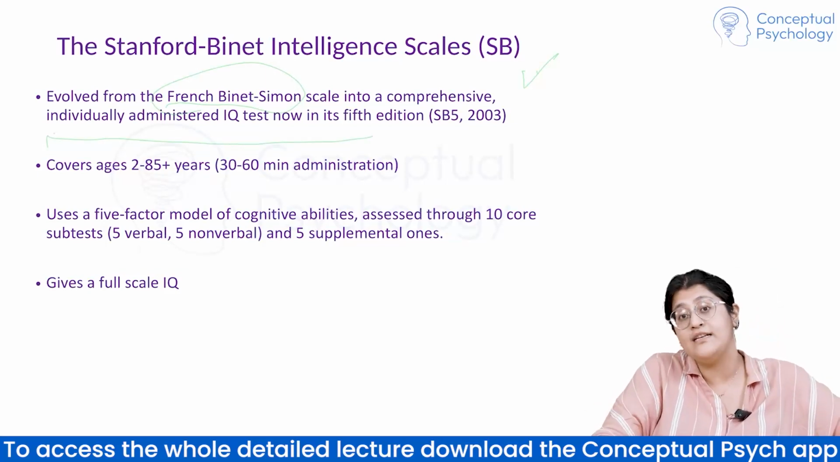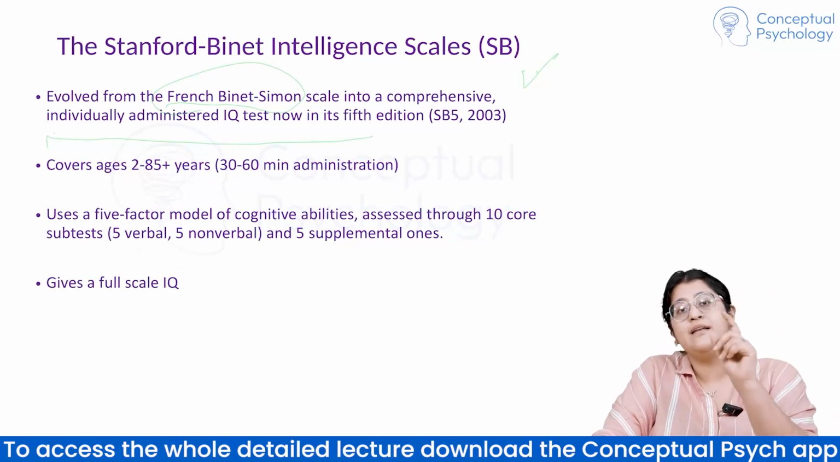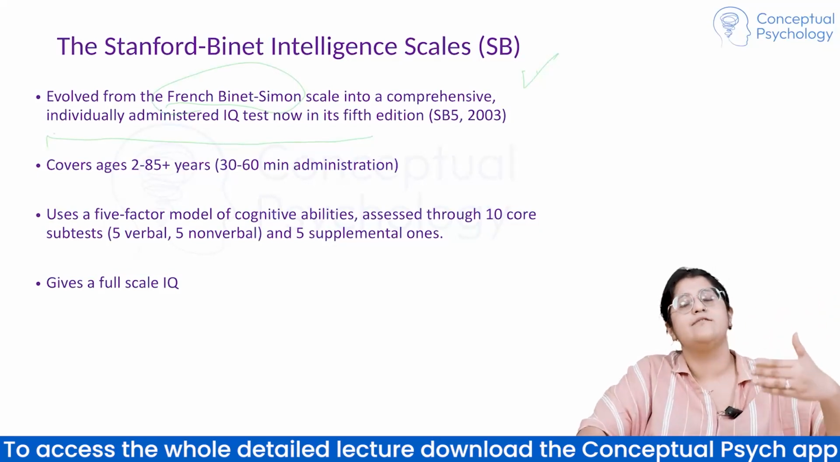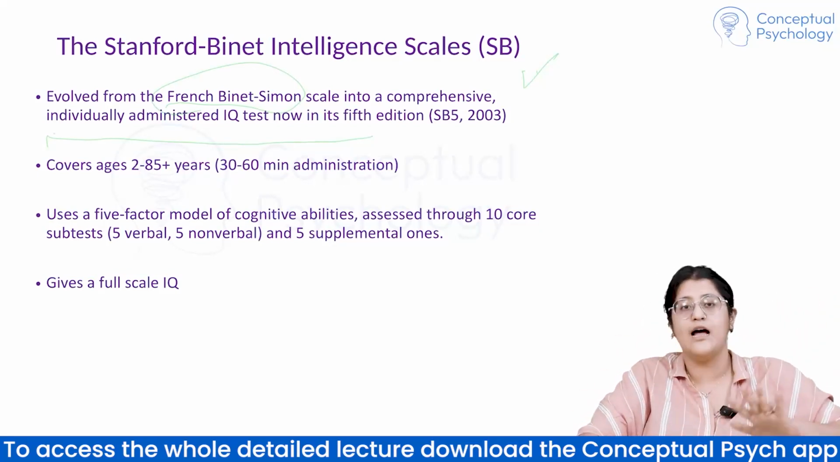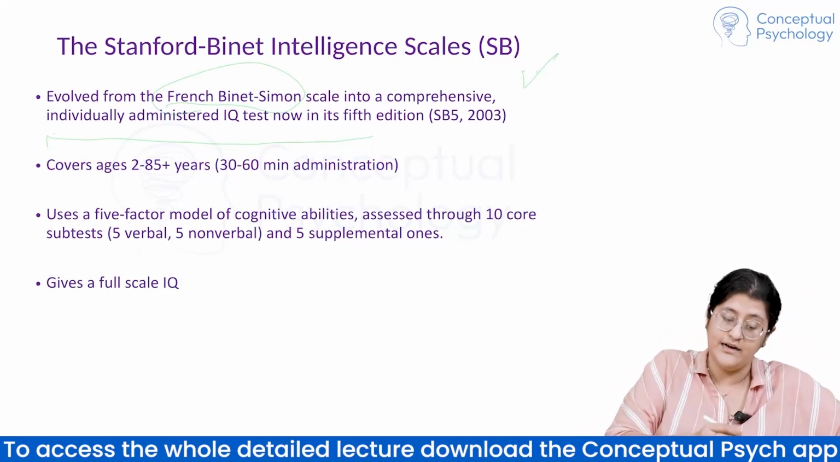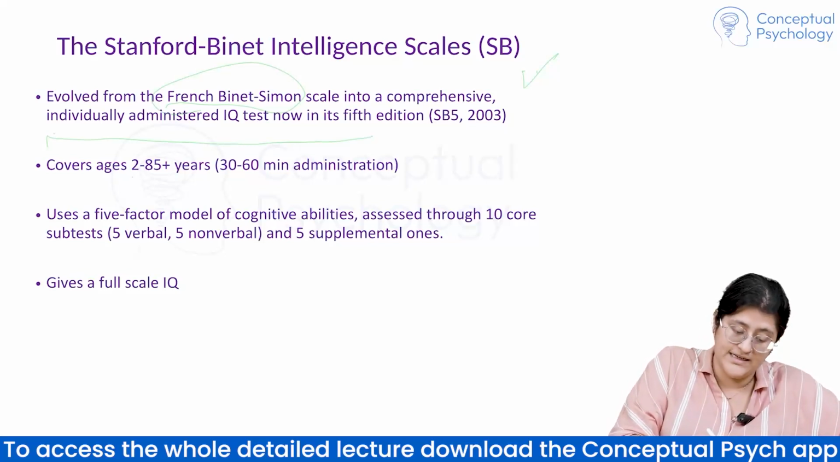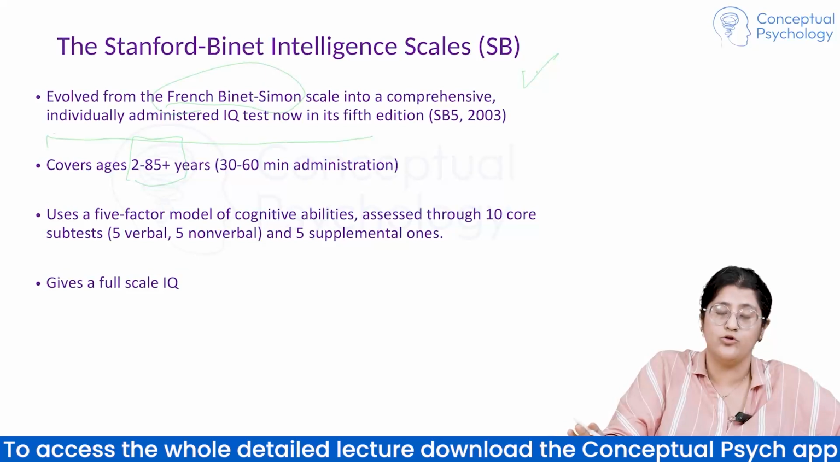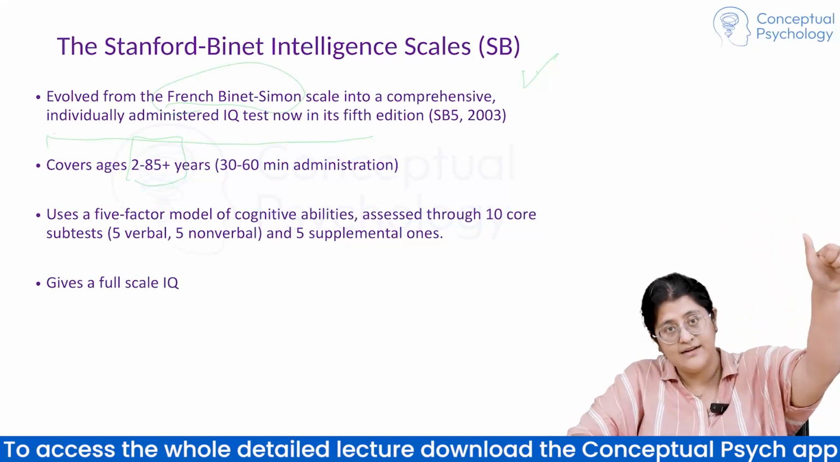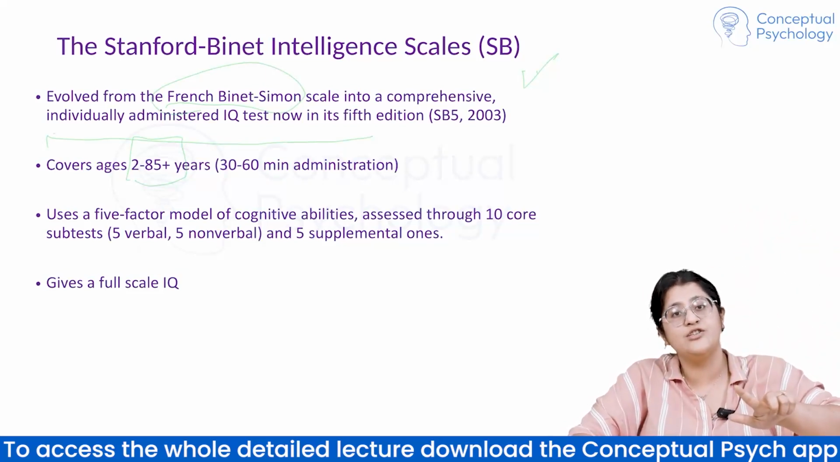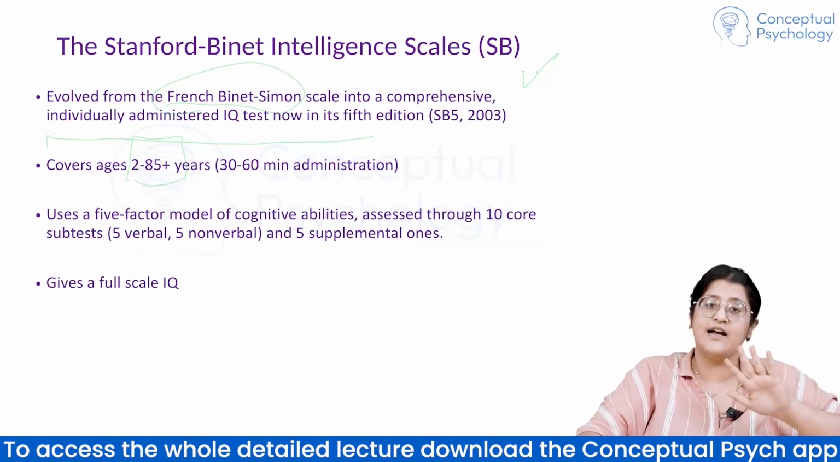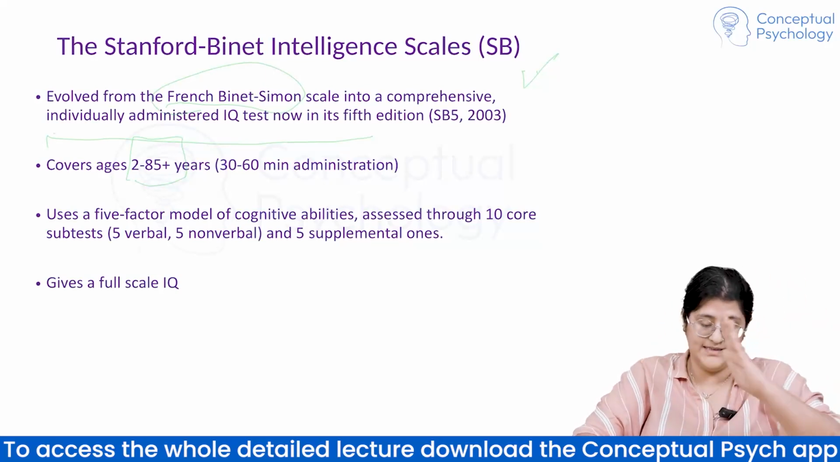It is now in its 5th edition. What does it mean? It means that it has been revised several times and is now in its 5th edition, right? What is the age range it covers? It covers 2 to 85 plus years. Okay, so developed by Stanford and Binet, now in its 5th edition, and the age range that it covers is 2 to 85 plus years.